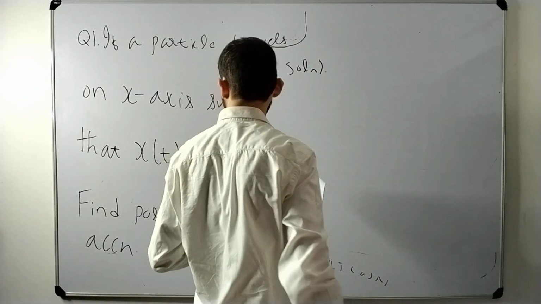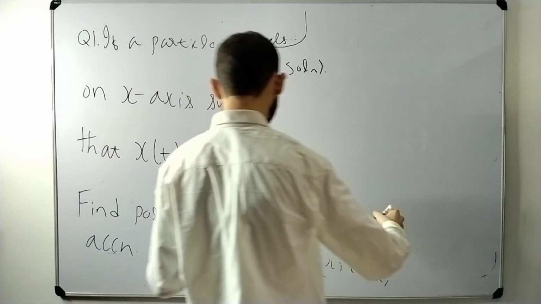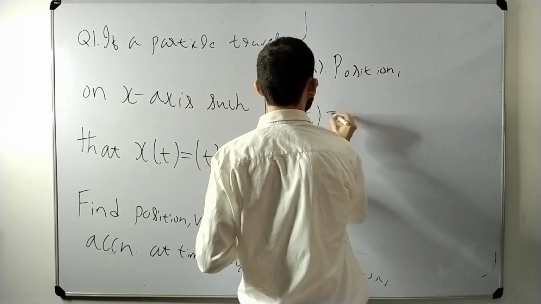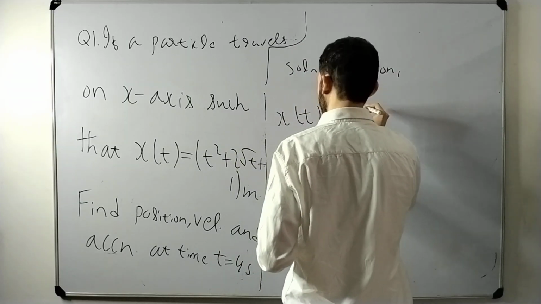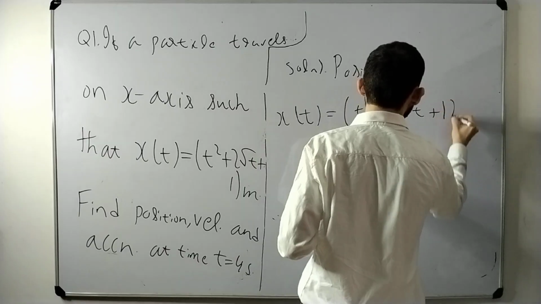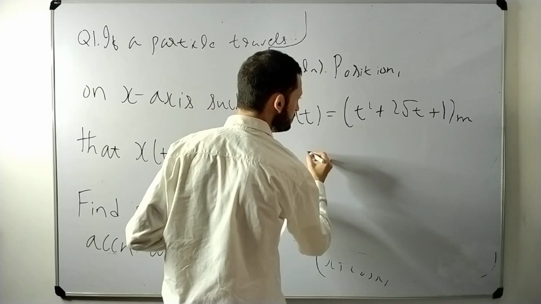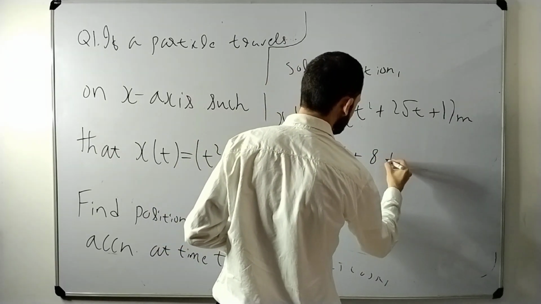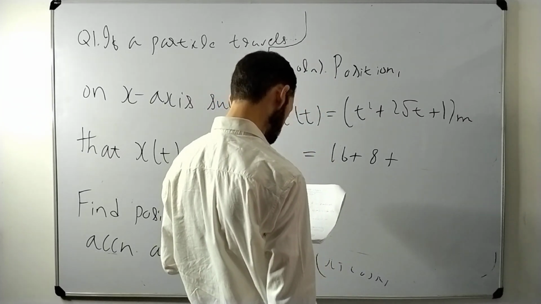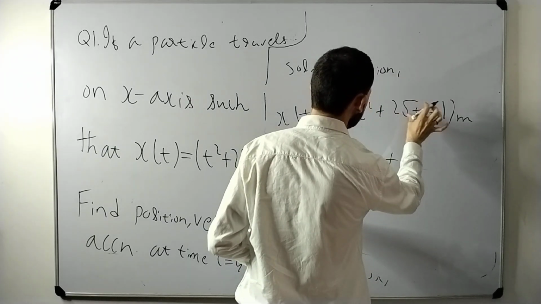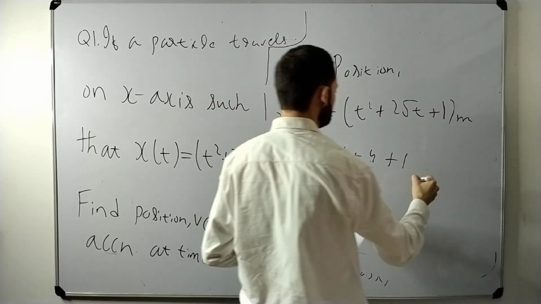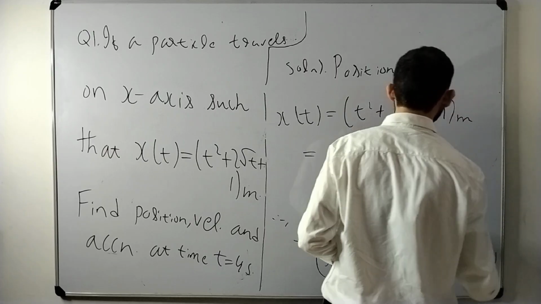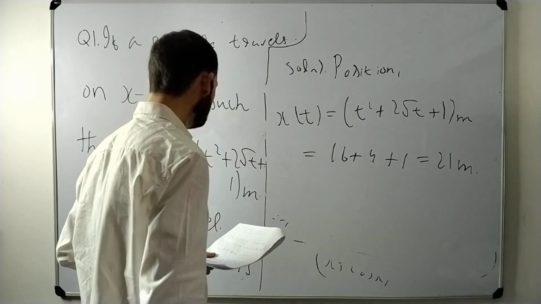Solution. So, position we have to find out using this equation. Position, first part, x(t) is t squared plus 2 under root t plus 1 meter. Then this gives what, students? 16, then 8, then 2 times 2 is 4, and this is 1. Yes, this gives 21 meter. Right, students? Yes, sir, definitely.